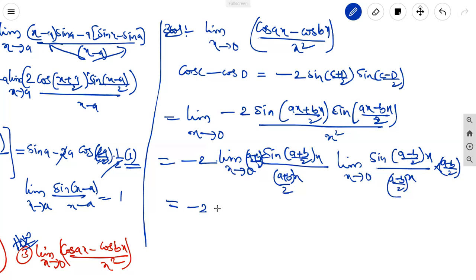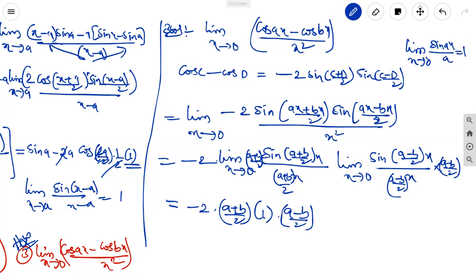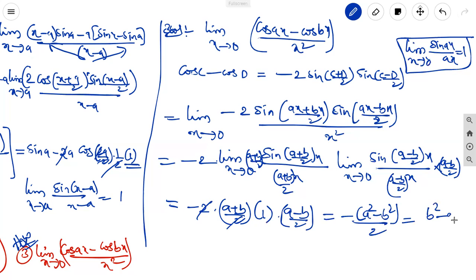Then it should be minus 2 into (a plus b) by 2, which is a constant, right, outside. The limit value of this is equal to 1, into (a minus b) by 2, which is a constant, right, outside. This limit is equal to 0. Why? Because limit x tends to 0, sine ax by a is equal to 1. Whatever the value has as x coefficient, that should be in the denominator also as x coefficient. Here the 1 and 2 get cancelled. It is equal to minus of (a square minus b square) by 2, or (b square minus a square) by 2, is the solution.